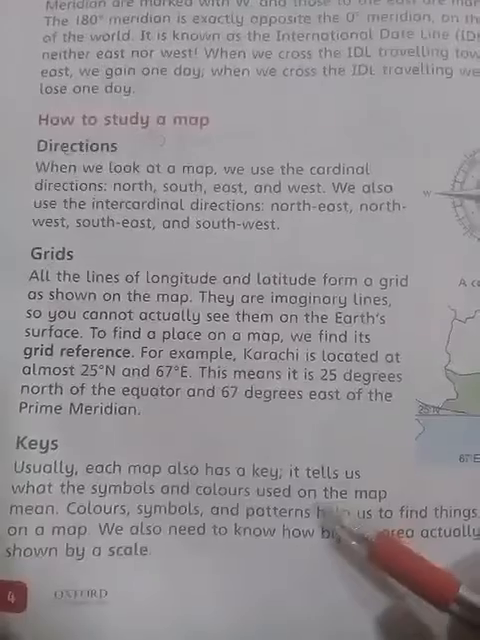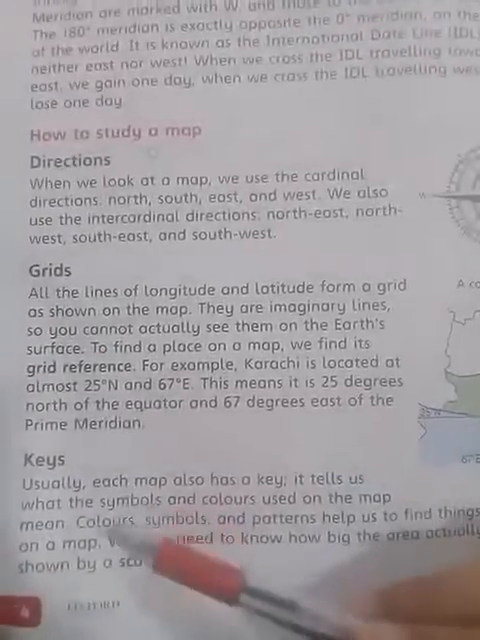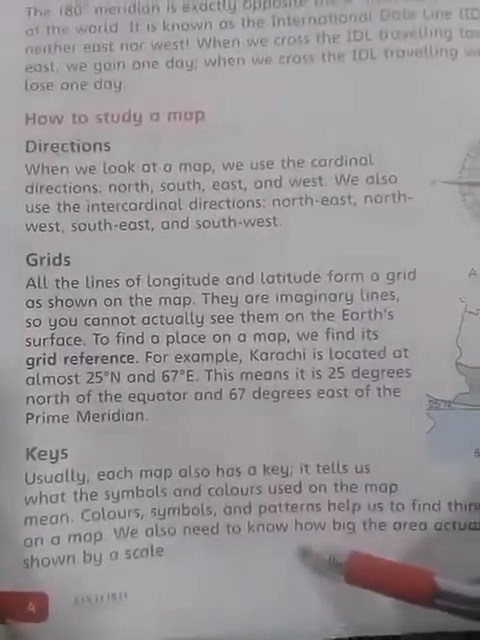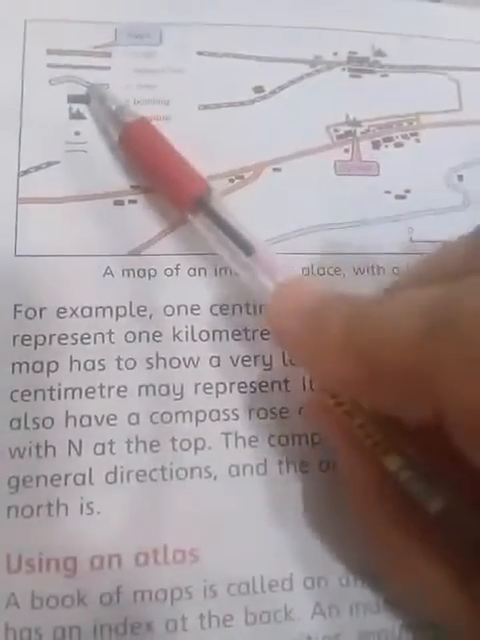Key means chabi, not the key of a lock, dear, the meaning here is like the keys in your books. So each map has a key. It tells us what the symbols and colors used on the map mean. For example, look at this picture. There is a key. Look, orange color shows road. Look, these orange colors, these are your roads. Blue color, rivers.